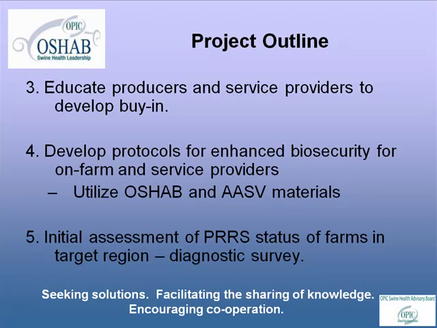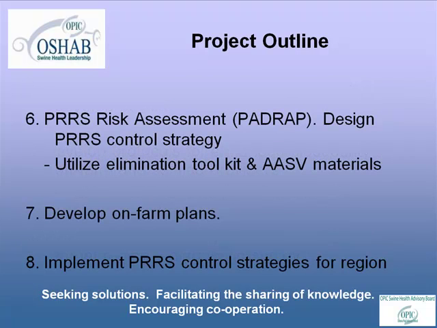And then we'll move on to the initial assessment of the PRRS status of the farms in the target region, doing a diagnostic survey. We want to use the PADRAB, and we're going to use that to design the PRRS control strategy. And there has been an elimination toolkit that was developed in 2007, and we're currently in the process of updating that. And again, using the ASV materials. We'll develop on-farm plans and then go forward to implement a PRRS control strategy for the region.